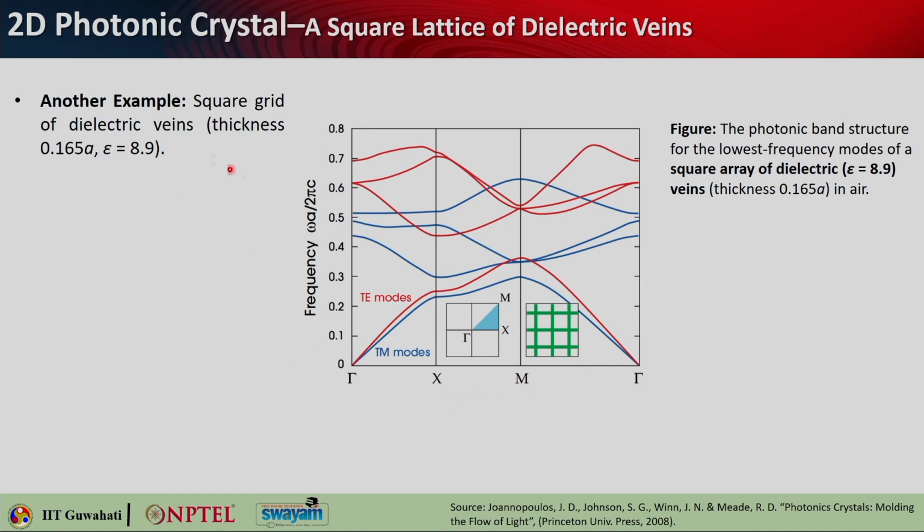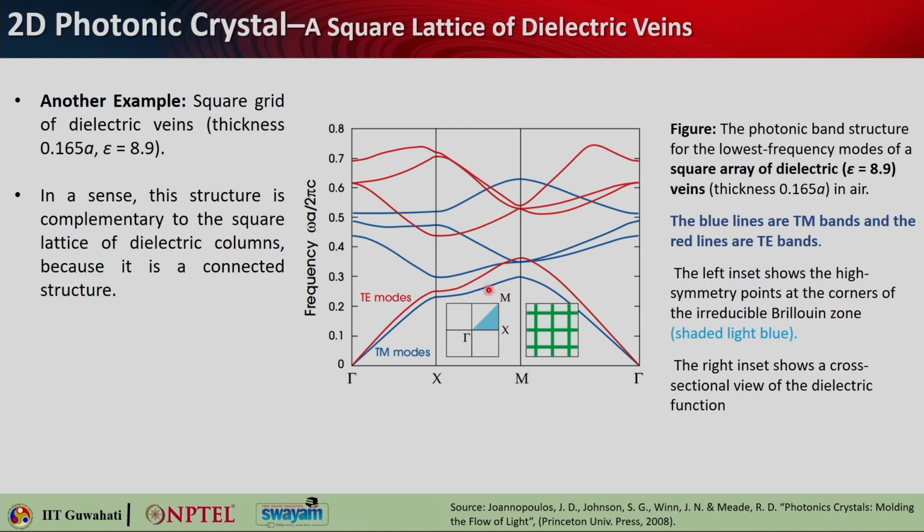Here we have considered the thickness of the vanes to be 0.165 a, and the permittivity is taken to be 8.9. Once you do that, you can plot the same dispersion relation with normalized frequency and k. The blue lines correspond to TM modes, the red lines correspond to TE modes. This is again the irreducible Brillouin zone. For a square lattice you will find a square Brillouin zone, from which you can find a triangular irreducible Brillouin zone, which is marked in light blue.